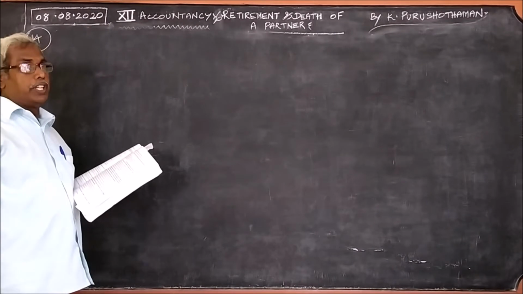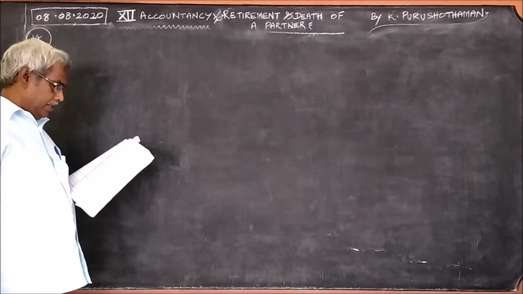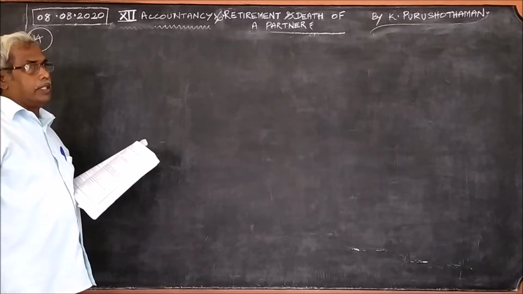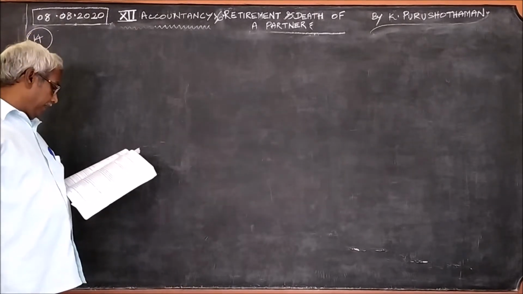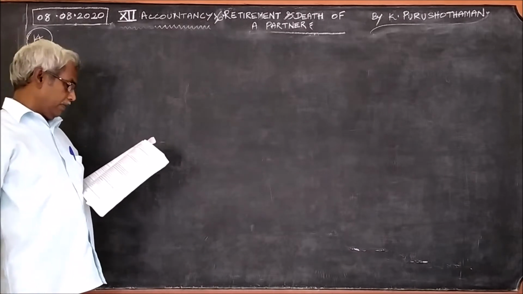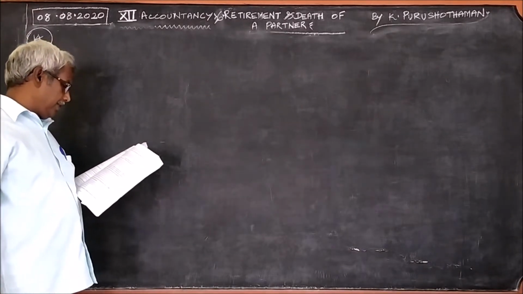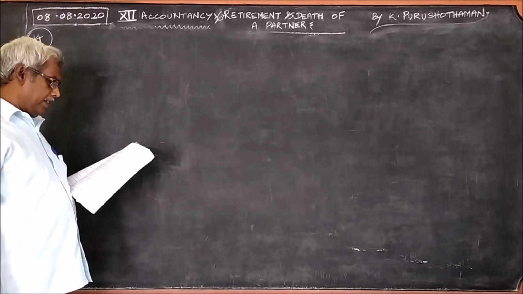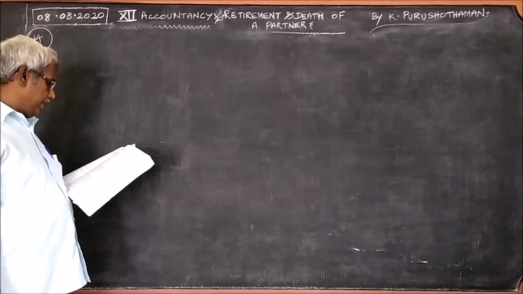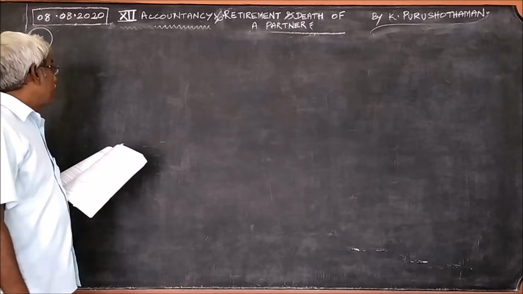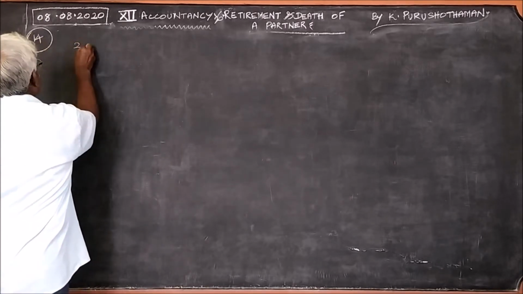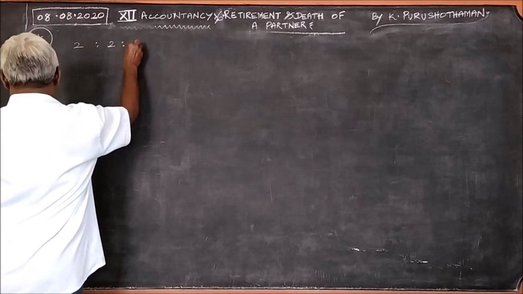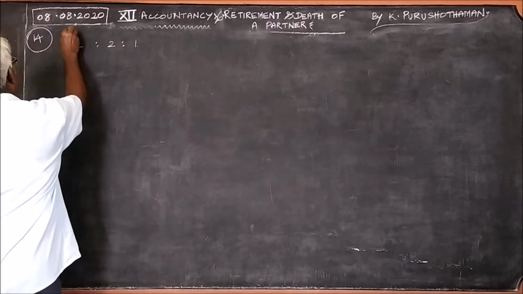Now it is question number 14. Each and every problem is with a different idea, so listen carefully. What is given in problem number 14? Rani, Jaya and Radhi are partners, sharing profit and losses in the ratio 2:2:1.